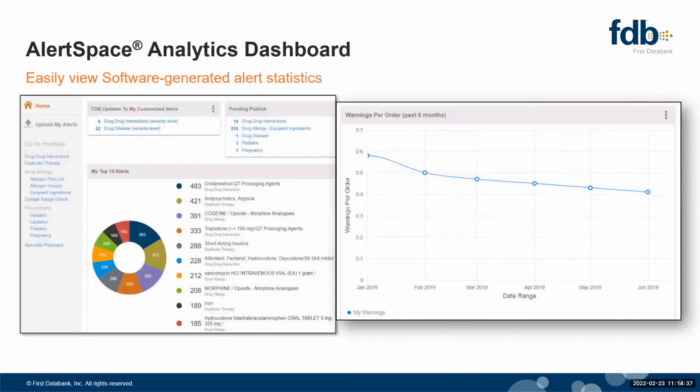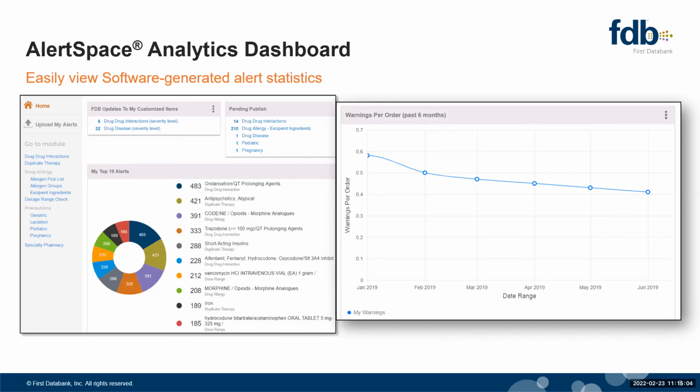So I have a screenshot here of something that we released in 2018, sorry. And it's our dashboard to review alert statistics from the EHR. And we currently have integrations with several platforms, but what we can do is consume the alert statistics from the different EHRs and map it back to the FDB content that caused the alert.